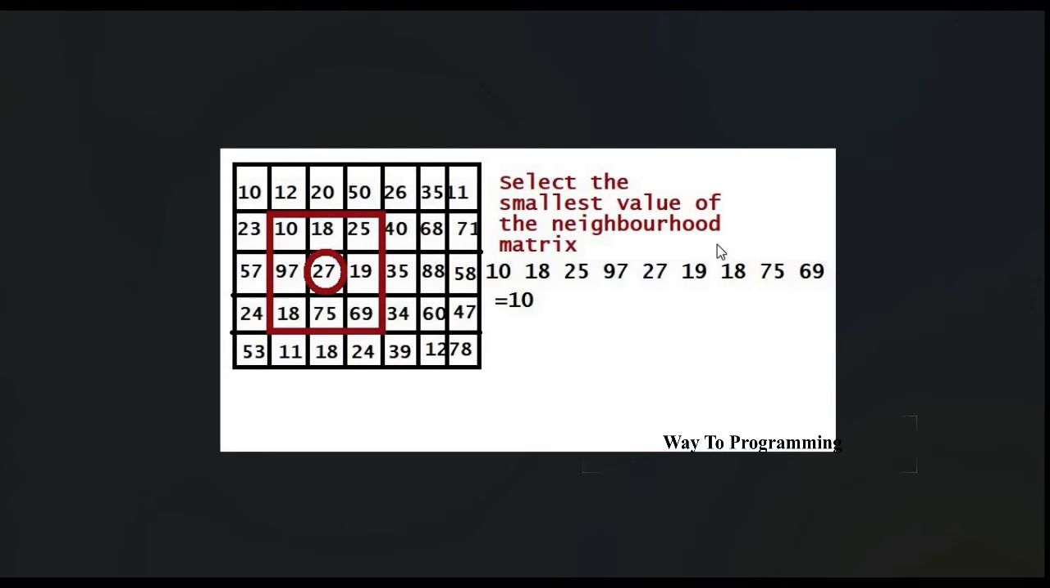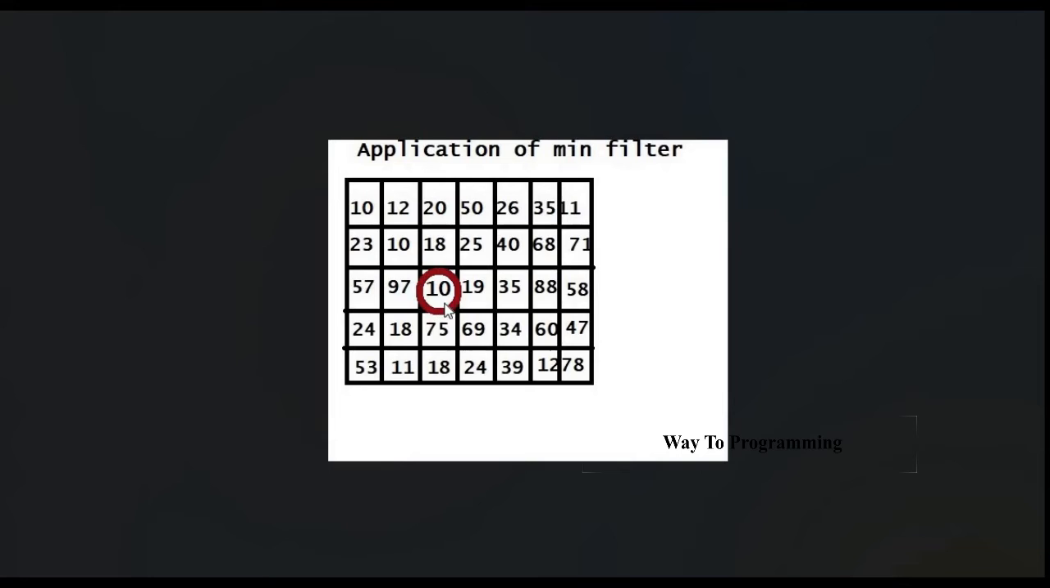Since this is the min filter, you don't have to order the values in ascending or descending order, because ultimately you have to find the minimum value. You can just look at the matrix and select the minimum value, or if it makes things easier, you can write all the values down and then pick the smallest one. So we have 10 here. 10 is the smallest one, so we'll replace 27 with 10, the minimum value.